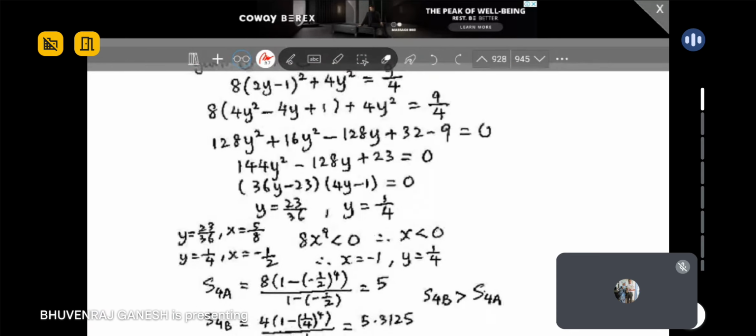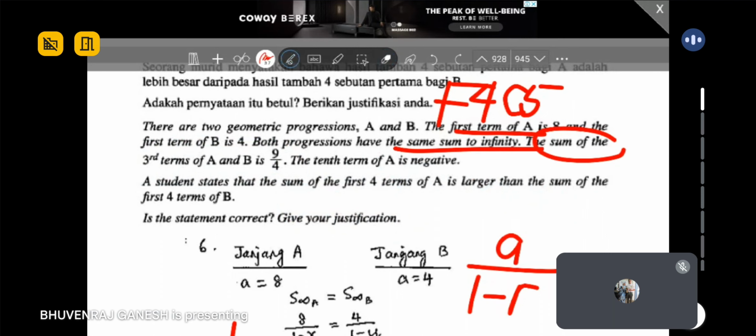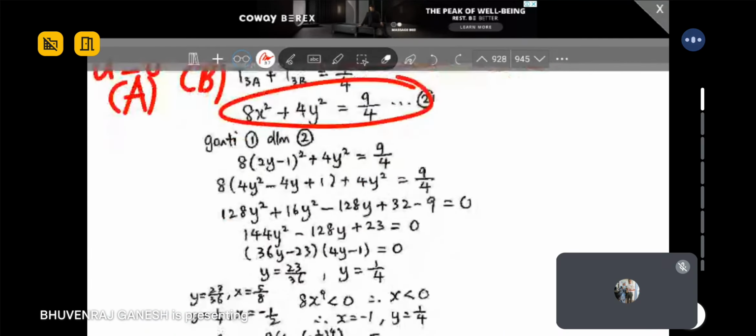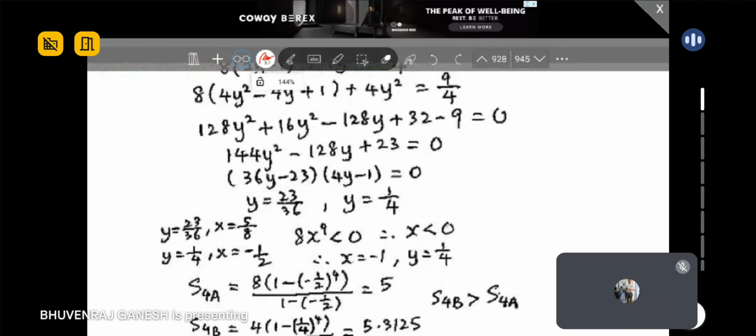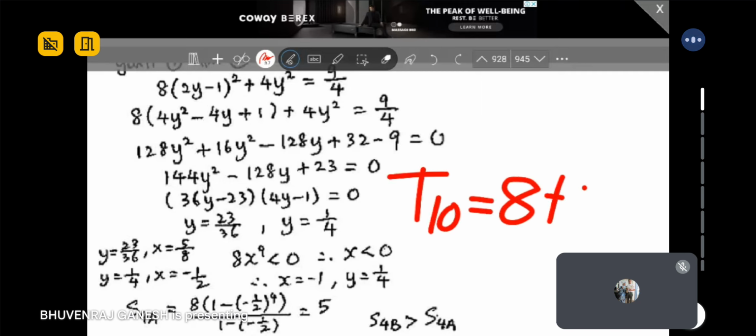Now you have to refer to the condition in the question. Guys, can you see this condition over here? The 10th term of A must be negative. So you must check and see. This is progression A, am I right? So you use the T10. So 8 plus 10 minus 1. Sorry, this one is not arithmetic, this one is geometric.